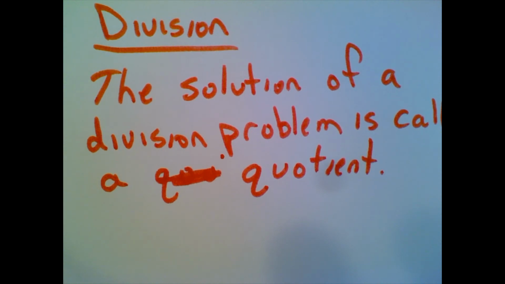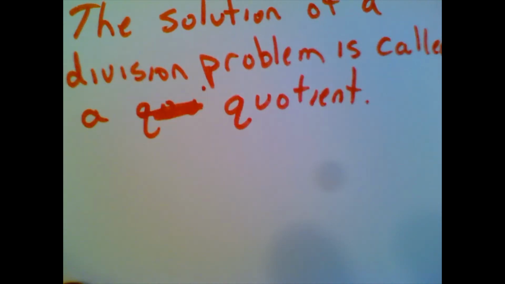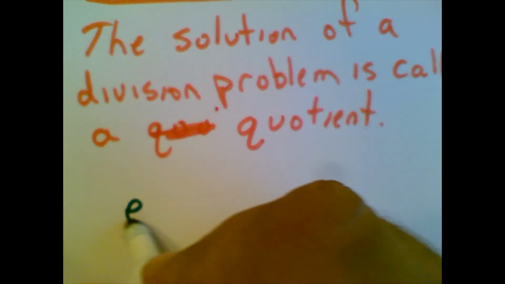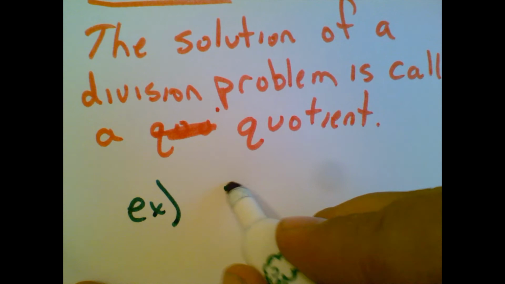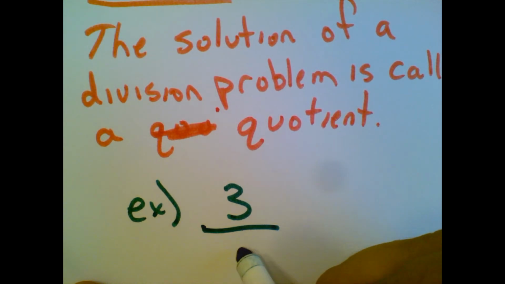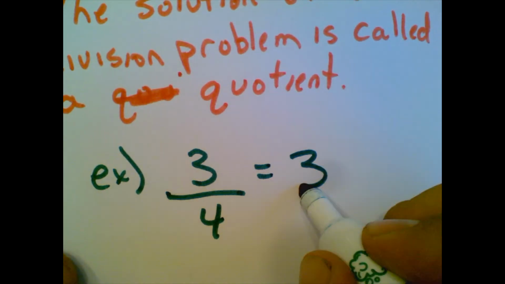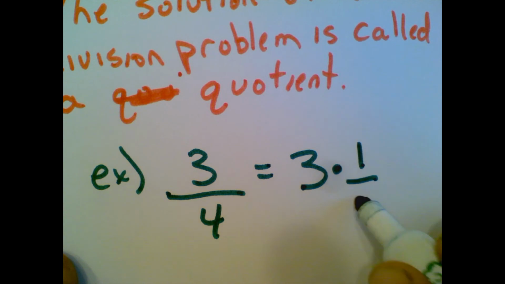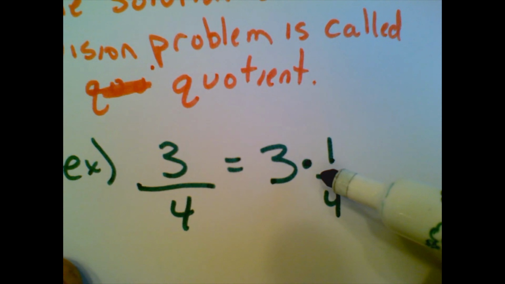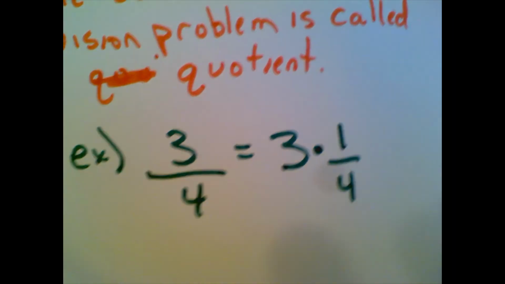So remember in class I said that there's really only two operations, addition and multiplication. So division is actually disguised multiplication. For example, if I have 3 divided by 4, you could easily write that as 3 times 1/4. Okay? So basically division is multiplying by a fraction. Okay?